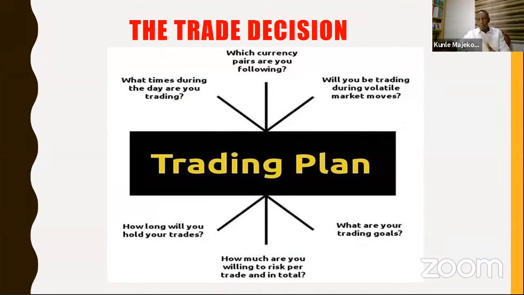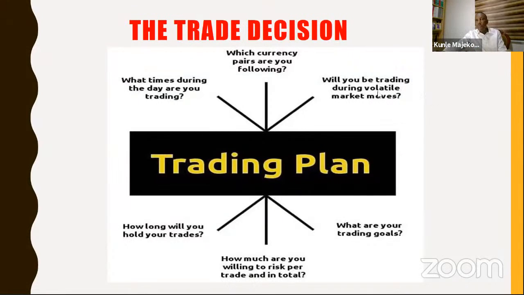Is it currencies? Is it commodities? Is it gold? Is it oil? What is your interest? You need to have that decision made. If you are trading currency, which pair? Remember, currencies are traded in pairs, so you have to know which currency you are trading.